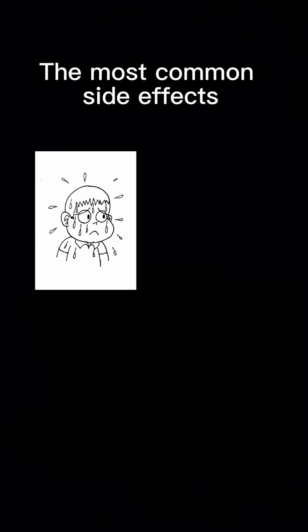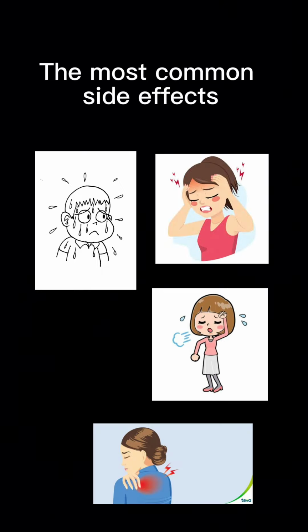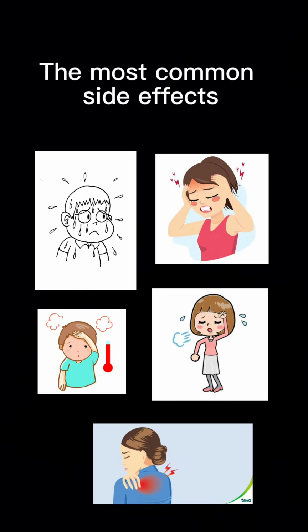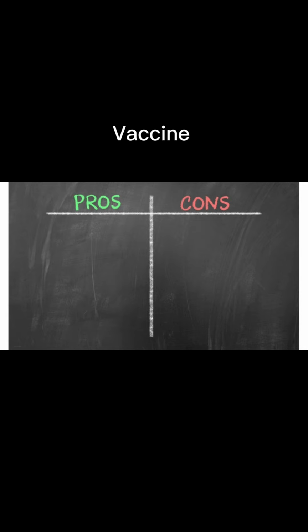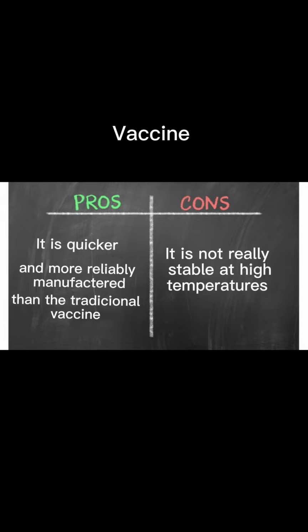The most common side effects are pain and swelling at the injection site, tiredness, headache, muscle or joint pain, colds, and fever. A pro of this vaccine is that it is quicker and more reliably manufactured than traditional vaccines, while a con is that it is not really stable at high temperatures.